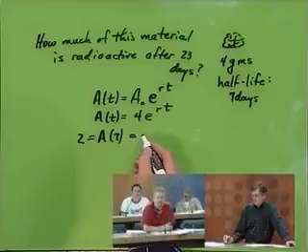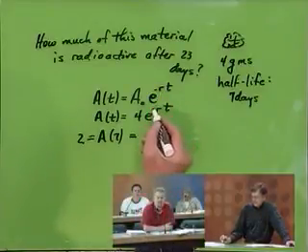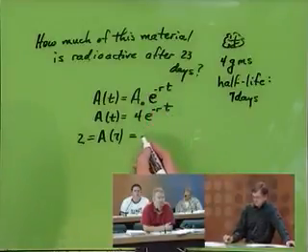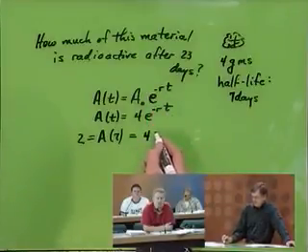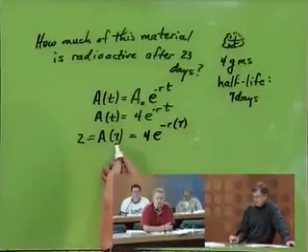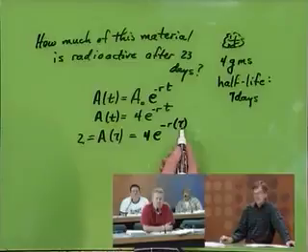Isn't r supposed to be negative? Oh, you're right. I should have put a negative on there. Thank you very much. I should put a negative on there because this is radioactive decay, so this is decreasing. And that'll be 4e to the negative r times 7. You see, I'm plugging in a 7 for t, so I have to put a 7 right here.